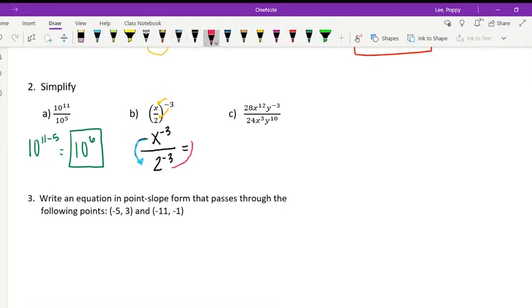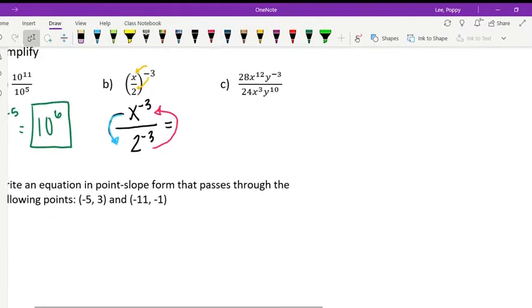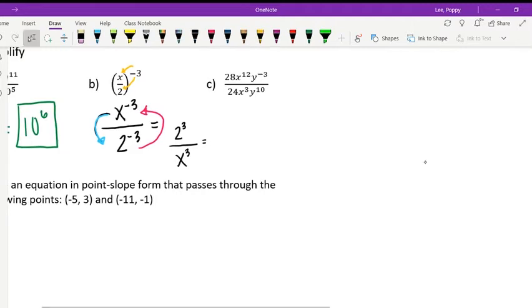And that 2 to the negative 3 is actually going to come up top. So you flip it, because both of them are being taken to negative exponents. When you do that, you end up with 2 to the 3rd over x to the 3rd, and both become positive. So negative exponents do not mean that you have a negative answer. It just means that you have to flip it to the other side of the fraction bar.